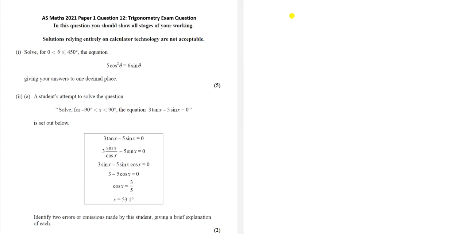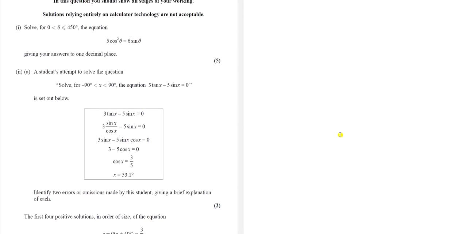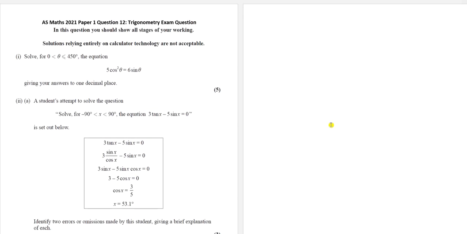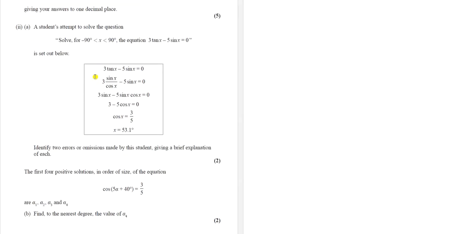This is AS Maths 2021, Paper 1, Question 12. This is a 9-mark question involving trigonometry. We can see if we glance through cos squared theta, sine theta, and then further down the page, we've got tan x, sine x, cos x. So we've got all three trig functions appearing within the context of solving trigonometric equations.